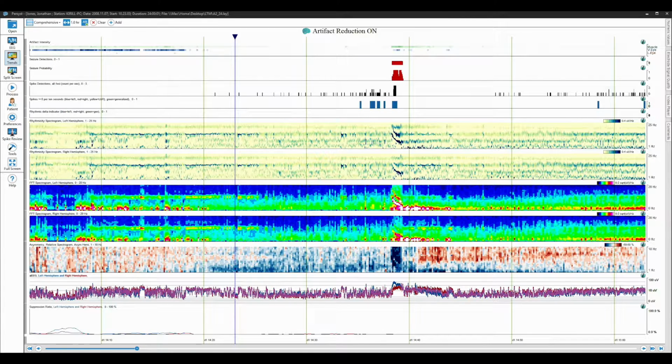The FFT shows the same pattern moving from high to low frequencies. And similarly, the asymmetry spectrogram shows that this is predominantly on the left. You can see the slow activity and how it generalizes. And finally, you can see the increased slow activity leading to the seizure, and after the seizure, it becomes suppressed.